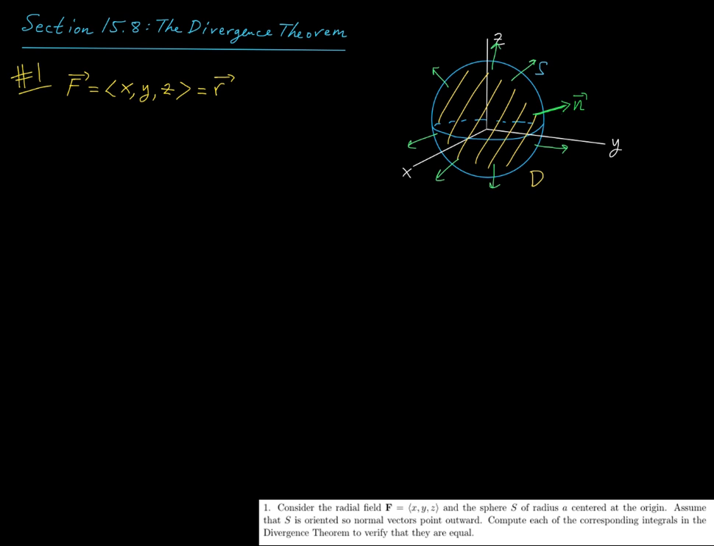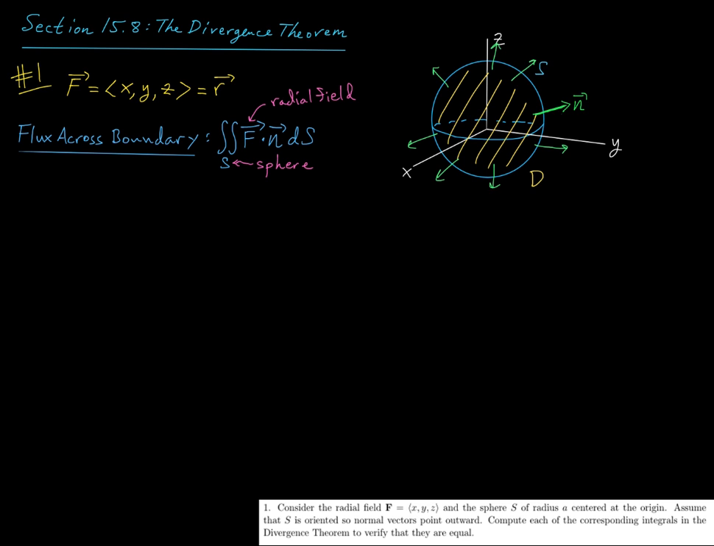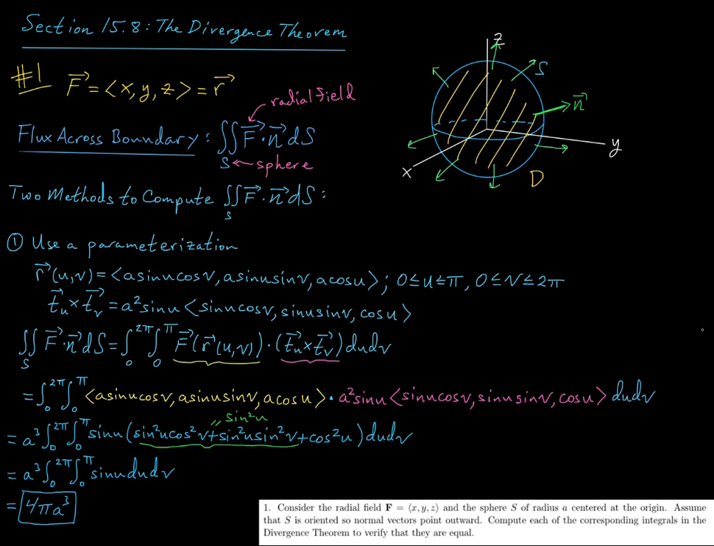All right, so we'll start with the flux across the boundary. And here, since our vector field F is a radial field and we're integrating over a sphere centered at the origin, I actually want to show you two ways to compute this. The first way is to use the parameterization of the sphere just from the surface integrals worksheet, but as we're going to see, that's a little tedious.